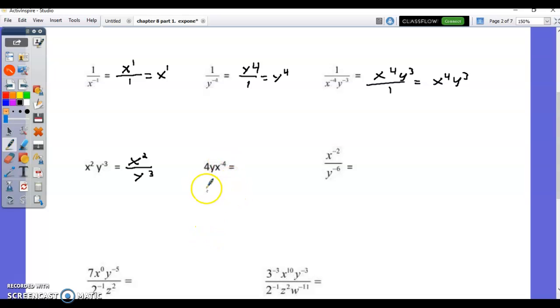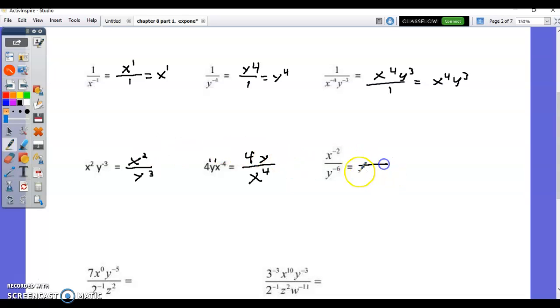All right, in this example, we have 4 times y times x to the negative fourth. If you don't see an exponent with the numbers, think of it as a positive 1. All right, so my 4 stays on the top, my y stays on the top, and my x to the negative 4 goes to the bottom and just becomes a positive 4. So really all we're doing is just moving things to the top or the bottom, and then if we move them, we change the sign. If we don't move them, we keep them the same.